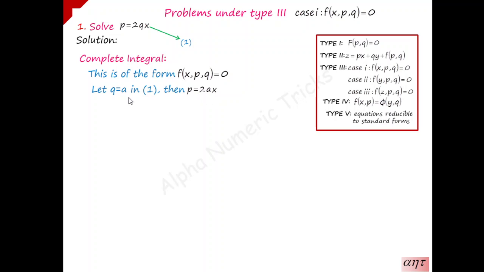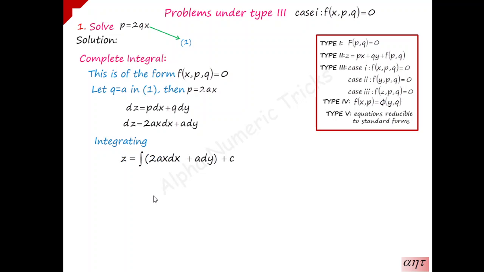Now the values of p and q are readily available. Substitute this in dz is equal to pdx plus qdy. So substituting, dz is equal to p, which is 2ax, dx plus q, which is a, dy. Integrating this you can get the complete integral. So integrating dz becomes z, because differentiation and integration get cancelled, so we get z is equal to the integral of 2ax dx plus a dy, under the integral sign, plus the constant of integration.